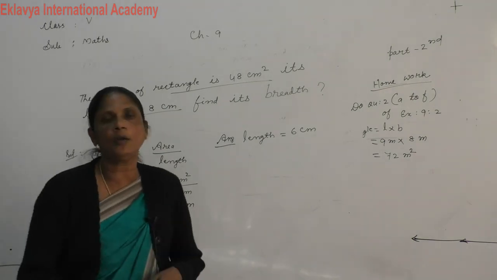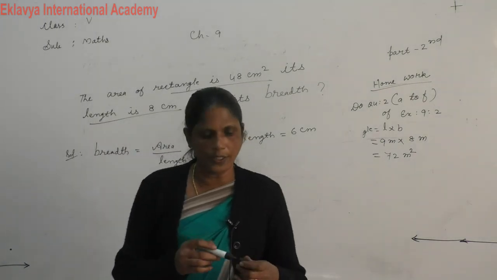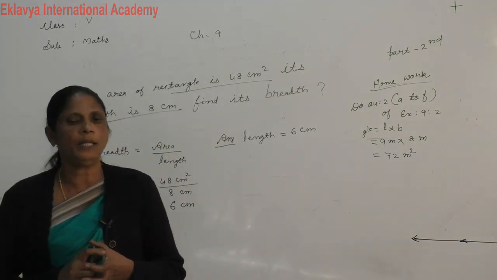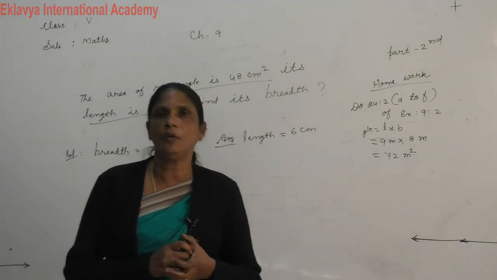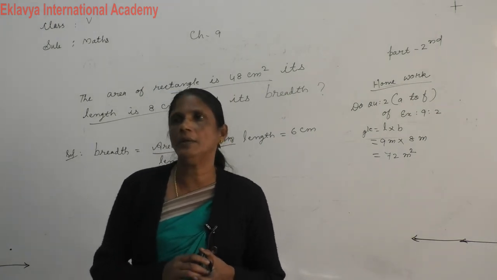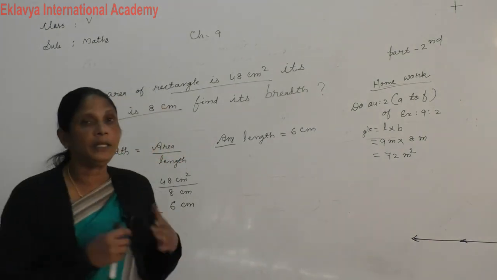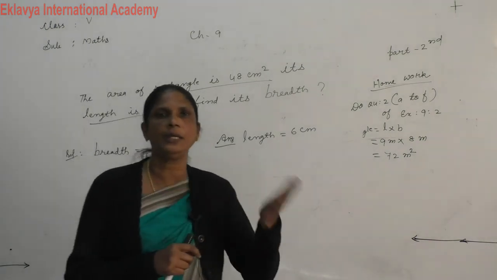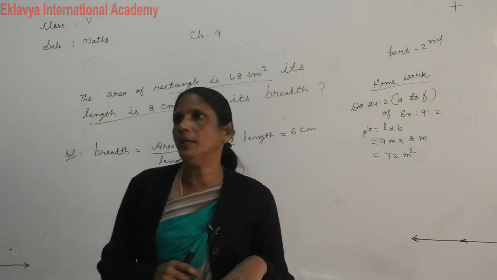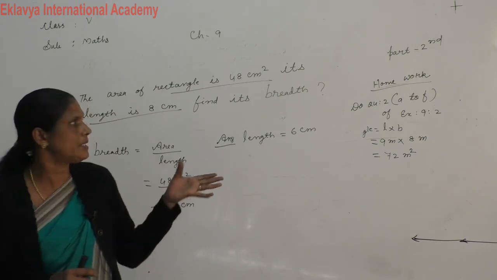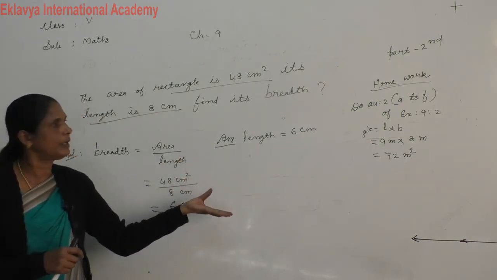Again recall the formula. Area of a rectangle is equal to L into B, L multiply breadth. Area of a square is equal to side into side. Then when the area is given, how to find the length? Length is equal to area upon breadth. Then breadth is equal to area upon length. You understand this? Okay, thank you.